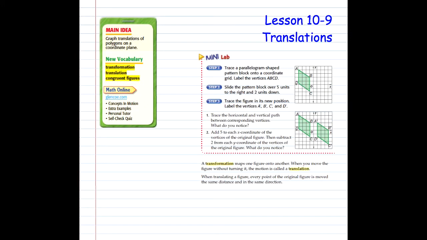This is lesson 10.9, translations. Trace a parallelogram-shaped pattern block onto a coordinate grid. Label the vertices A, B, C, D. Slide the pattern block over 5 units to the right and 2 units down.